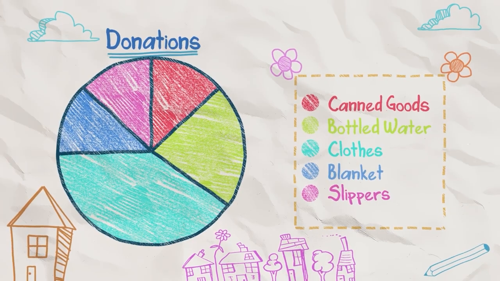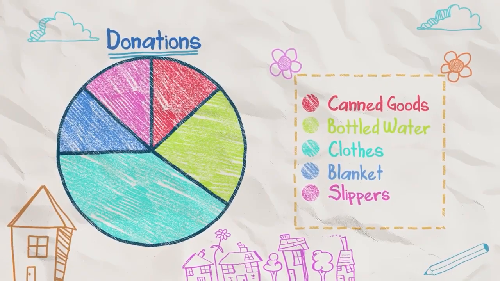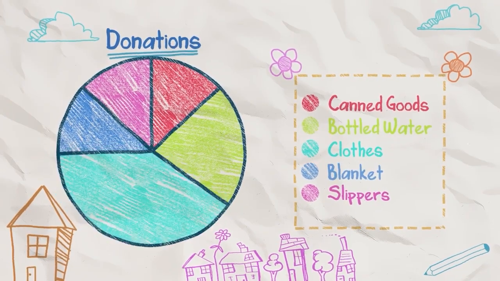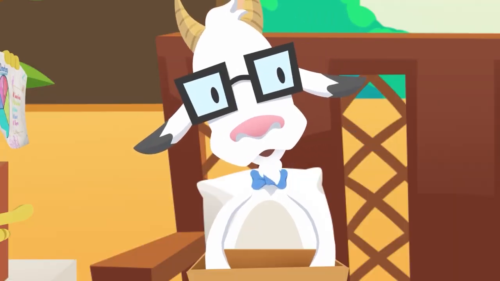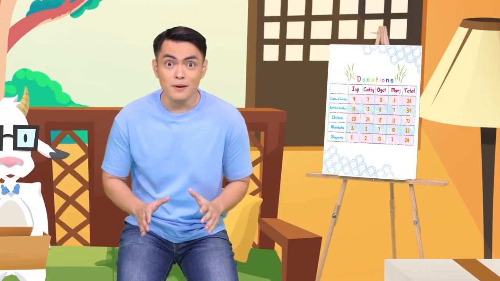In another view, this is the pie chart. You'll notice that almost half of our donations are clothes. Looks great, guys. Nice graphs. That's right, Ogot. These are great. But no one has made a pictograph yet. Hey, do you want to help us make a pictograph?